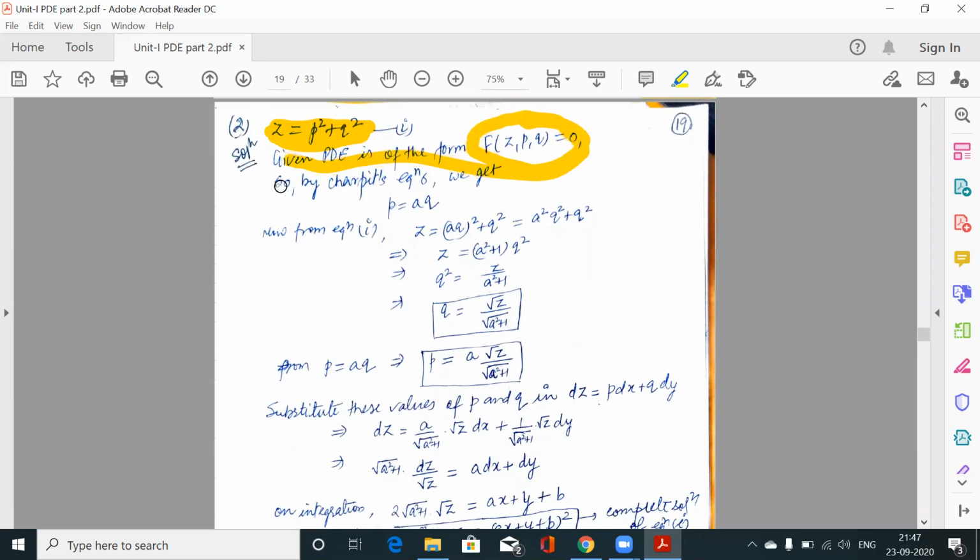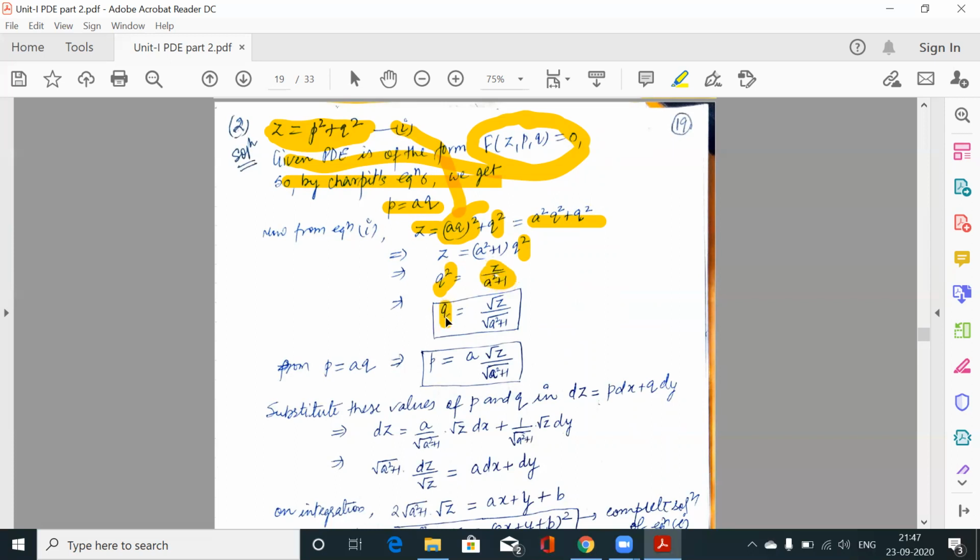So we know that this is a case 2 question, so using the Charpit method we know that p is equal to aq. Now substitute this p is equal to aq in the given equation. So z is equal to p square, p square means aq square, plus q square. So a square q square, taking q square common, a square plus 1. So q square value is z over a square plus 1.